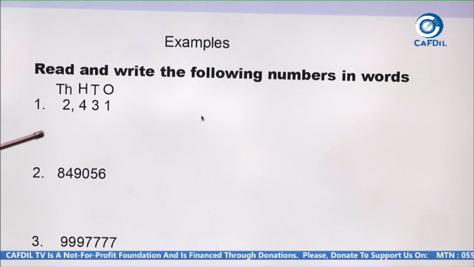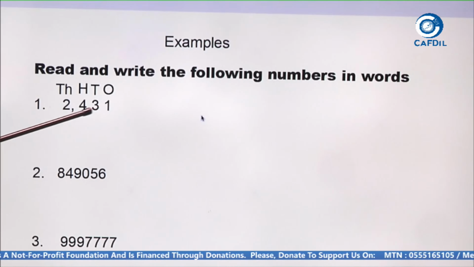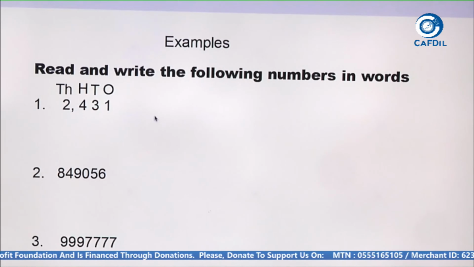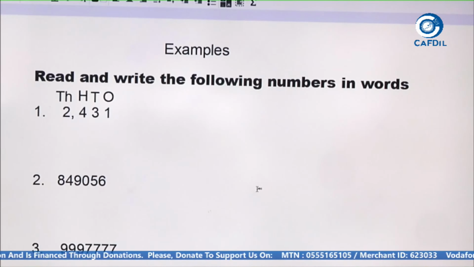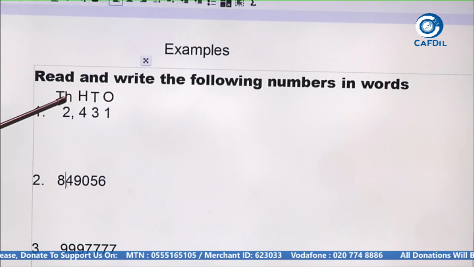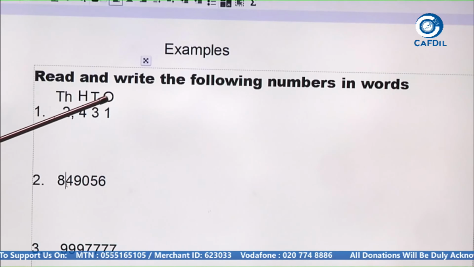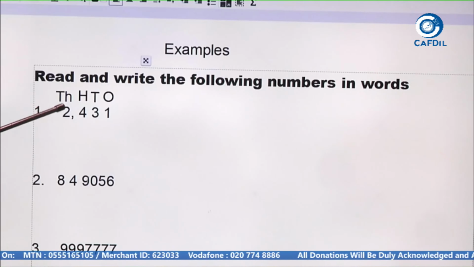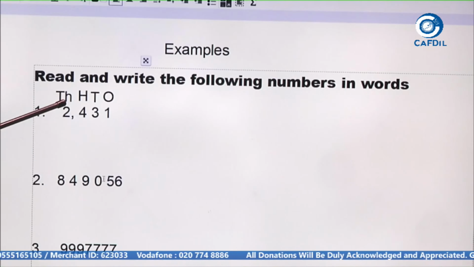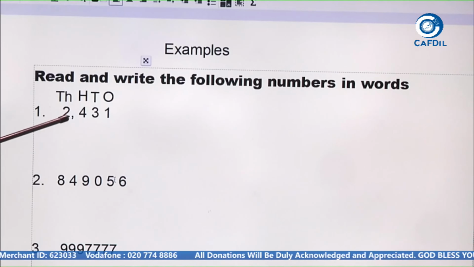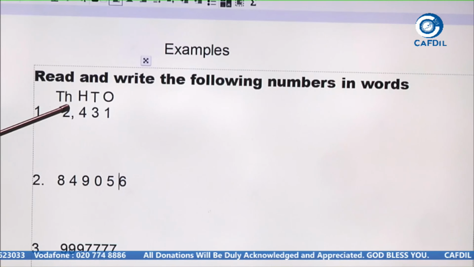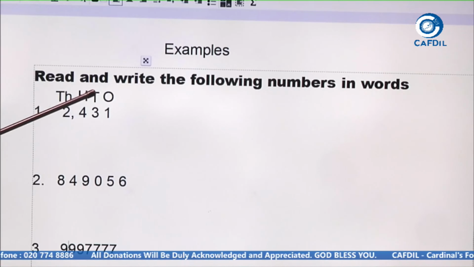Good. Since this number has 4 digits, it means it is in thousands. We have the group names on top. This is the first group, the second group. So here, this is the thousands. It has only 1 digit under it. We have hundreds, tens, and ones.